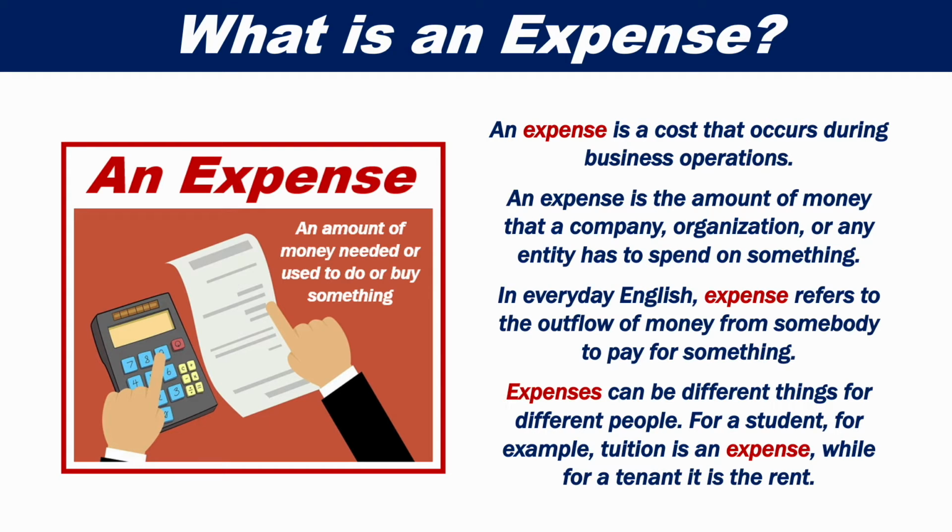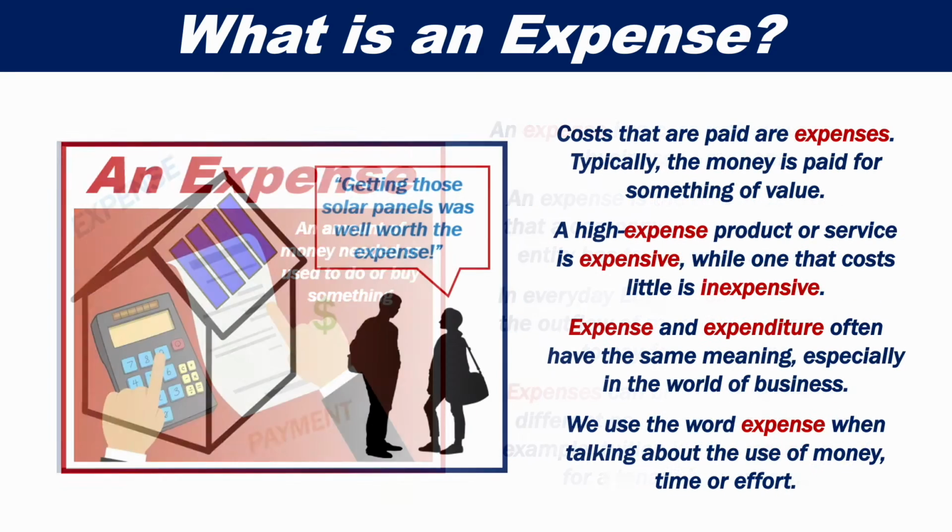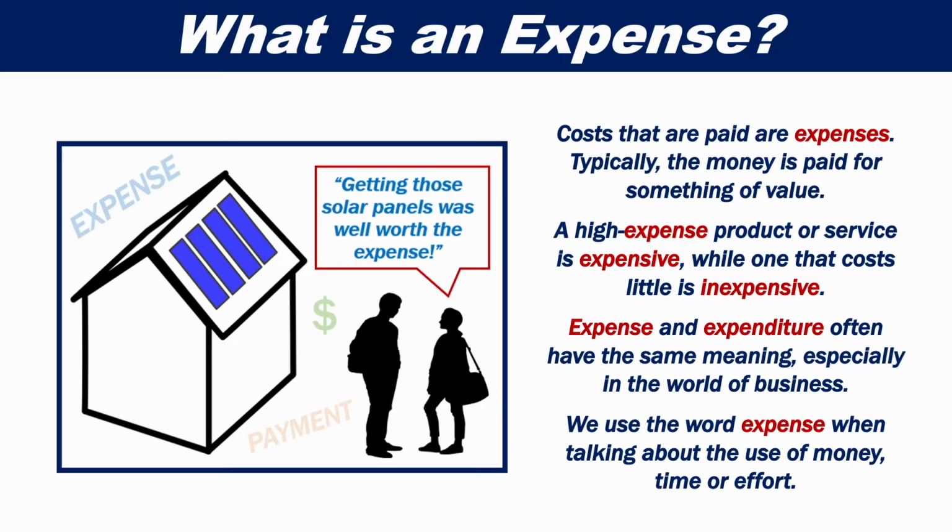For a student, for example, tuition is an expense, while for a tenant it is the rent. Costs that are paid are expenses. Typically, the money is paid for something of value. A high expense product or service is expensive, while one that costs little is inexpensive.